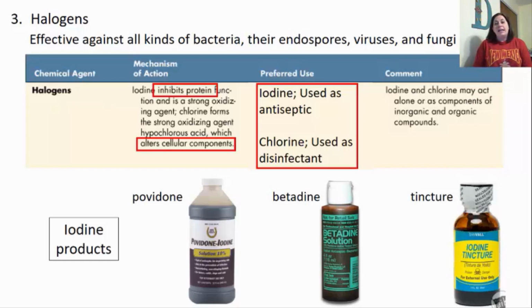The iodine is going to be used as an antiseptic, and the chlorine is going to be used as a disinfectant. Recall earlier in this lecture, an antiseptic means it's going to be used on living tissue, and a disinfectant is going to be used on inanimate objects. All right, so this is what we're looking at. Now, in this first slide, it's showing you the iodine products.